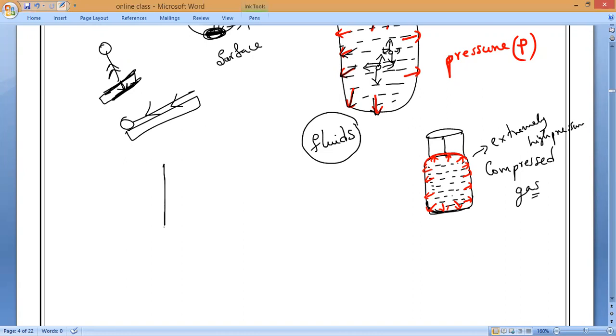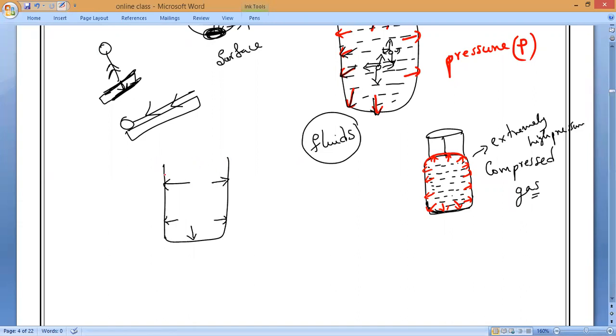If this is the surface, now the liquid pressure is exerting like this. Now you tell me, is it perpendicularly or parallelly? Suppose this is the container. At every point, tell me, are the fluids exerting pressure perpendicularly to the container or parallel to the container? I want the answer from you.